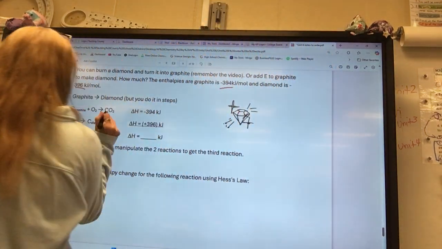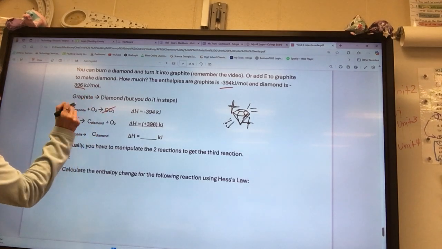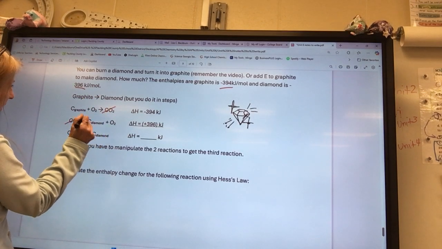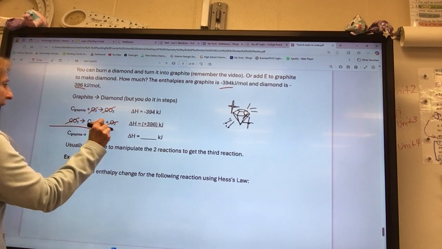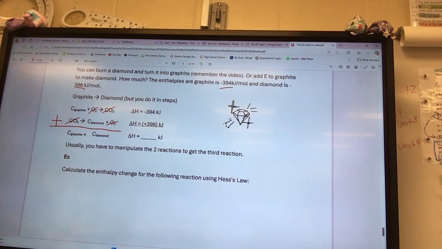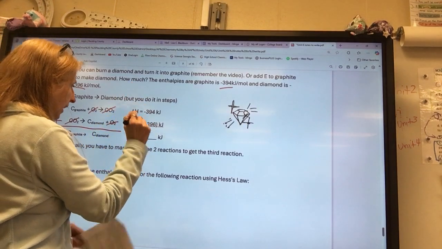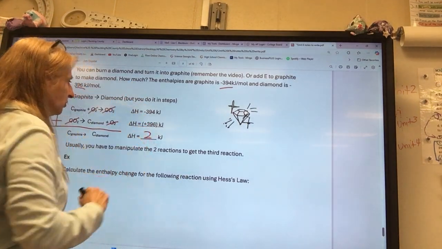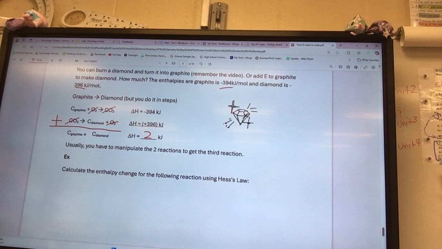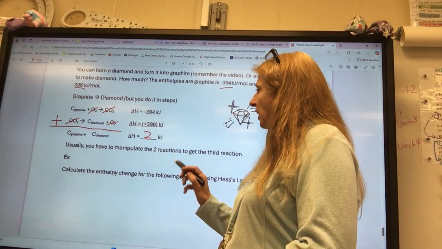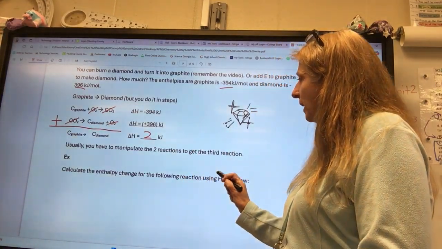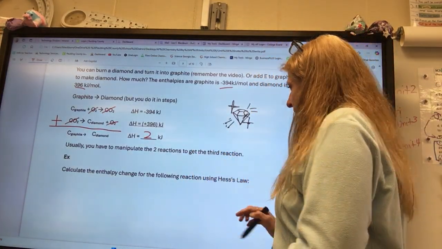You mark out the things, the intermediate and the catalyst. You add them together and you can go from graphite to diamond. You add these up and the answer is, the difference is 2 kilojoules. Usually though, that's sort of like an honors level problem. Usually in AP, you have to manipulate the two reactions to get the third reaction.